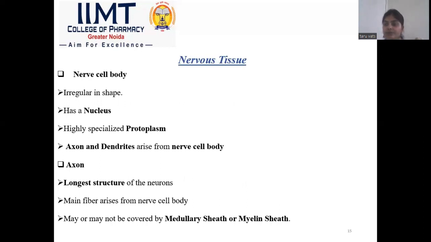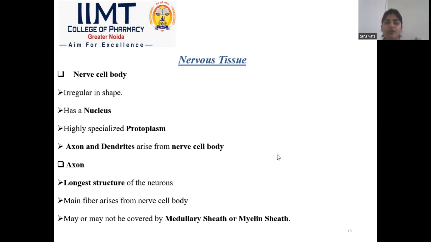Nervous tissue. Each nerve cell body is irregular in shape, has a nucleus, and highly specialized protoplasm. Axon and dendrites arise from the nerve cell body. Moving to the axon part. Axon is the longest structure of the neuron. The main fiber arises from the nerve cell body.